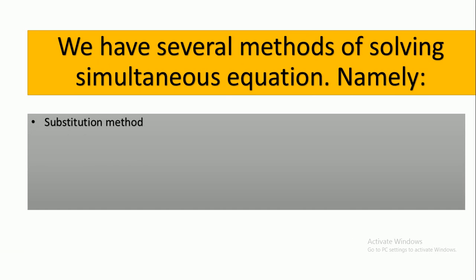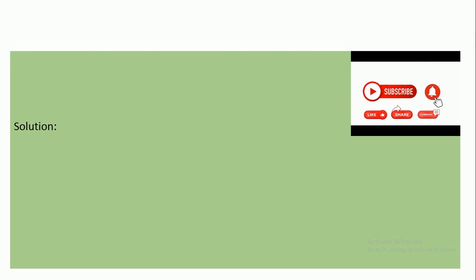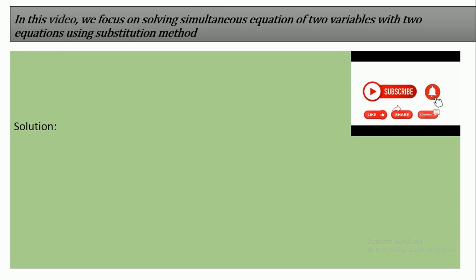We have the substitution method, which is what we shall be talking about in this video. We have elimination method. We have Cramer's rule. We have a matrix method, whereby you determine the adjoint, you determine the determinant, and from there you'll be able to solve. We have the Cauchy method, we have Jacobian, etc. Like I've said earlier, in this video we're going to focus on the simultaneous equation of two variables with two equations using substitution method.